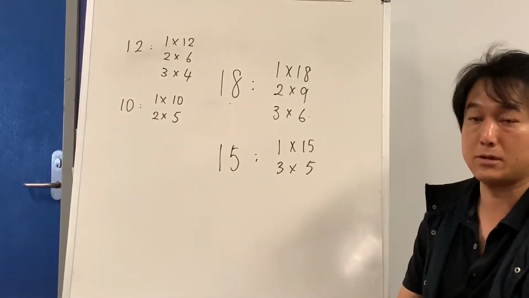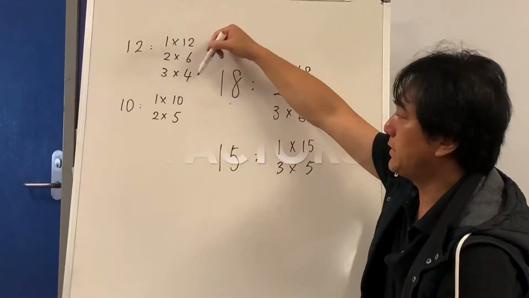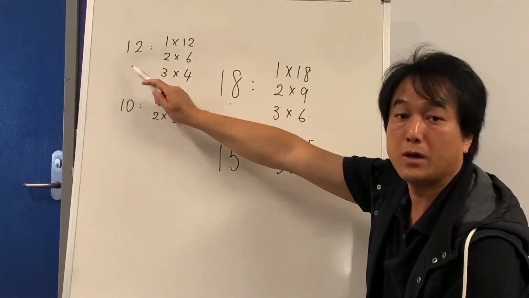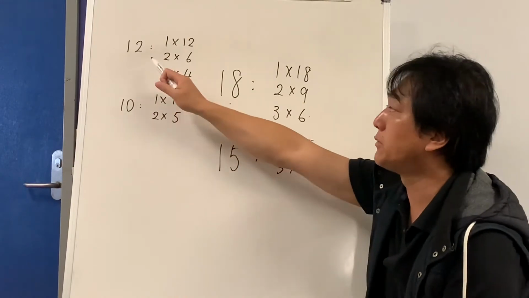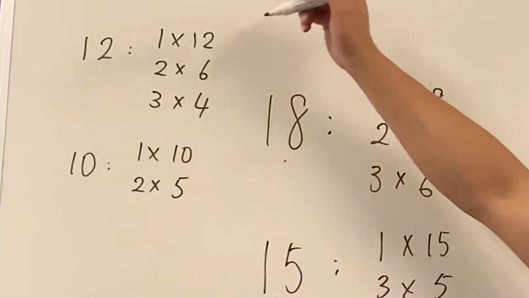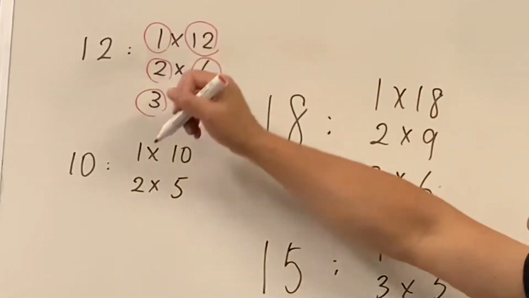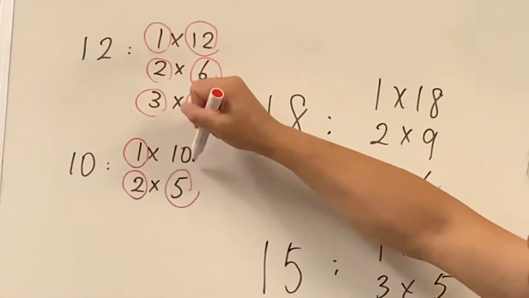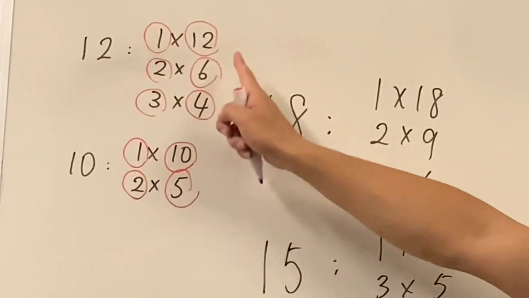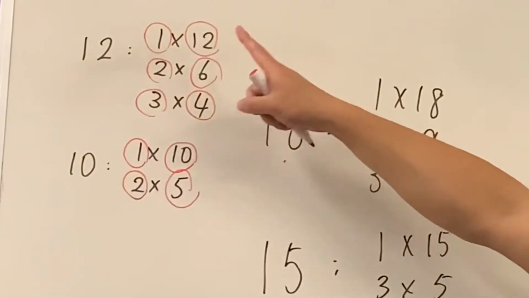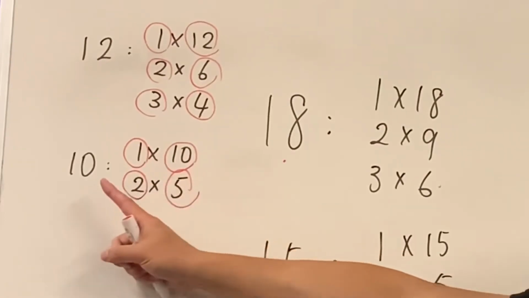Now these numbers, 1, 2, 3, 4, 6, and 12, these numbers are called factors of 12. It means these numbers can divide 12, or these numbers can make 12 with another number. So 1, 2, 3, 4, 6, 12 are the factors of 12. And 1, 2, 5, and 10, these numbers are called factors of 10.